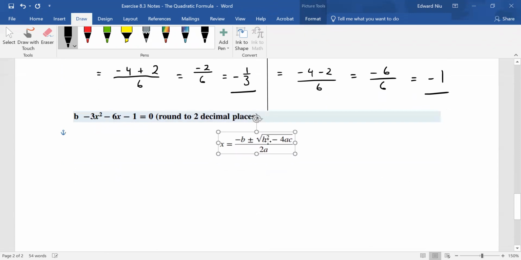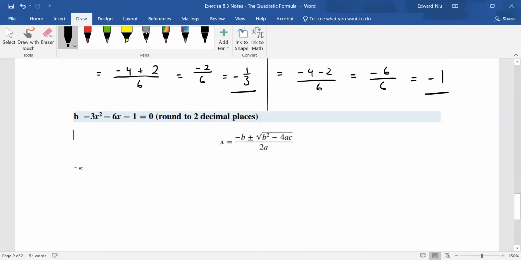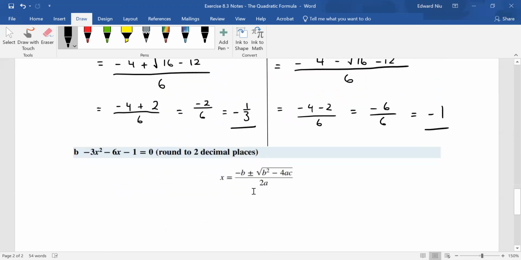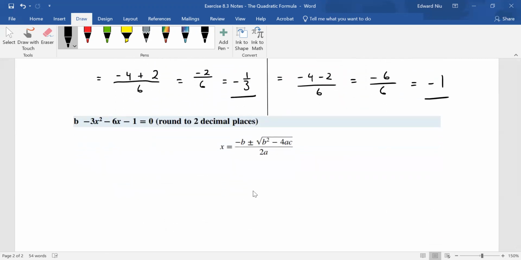So always write the formula or have reference to the formula. And this time we're rounding to 2 decimal places. Okay, so the first part wanted an exact answer, which means you want to leave it as a fraction or a third. For 2 decimal places, we have to go and square root the third to get decimals, obviously. Okay, so here's our A value, negative 3. Our B value here is negative 6, and our C value here is negative 1.